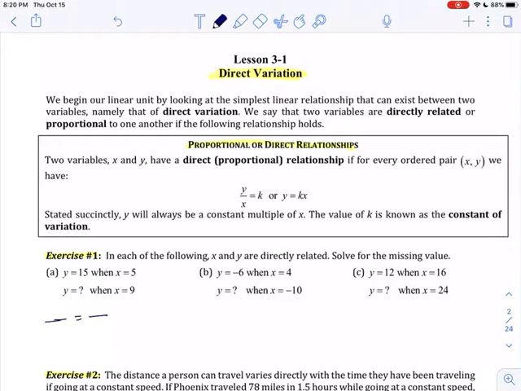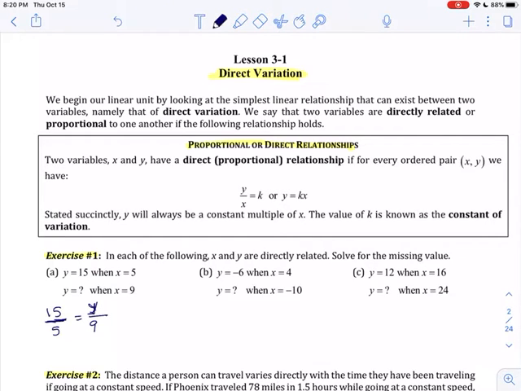So all you're going to do on this, and we did these previously in earlier math classes, is make a proportion for each of these problems. You get to decide if you want y on top or x on top. I'm going to put y on top. So when y is 15, x is 5, and you can already see that the constant of variation is going to be 3 because 15 over 5 is 3.